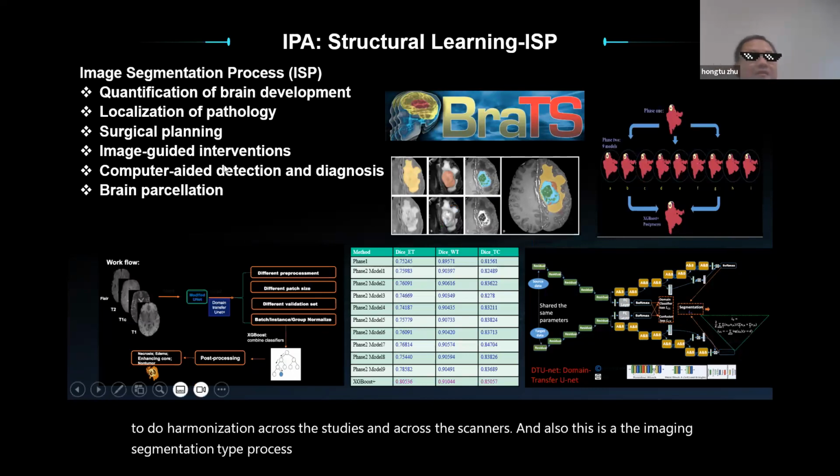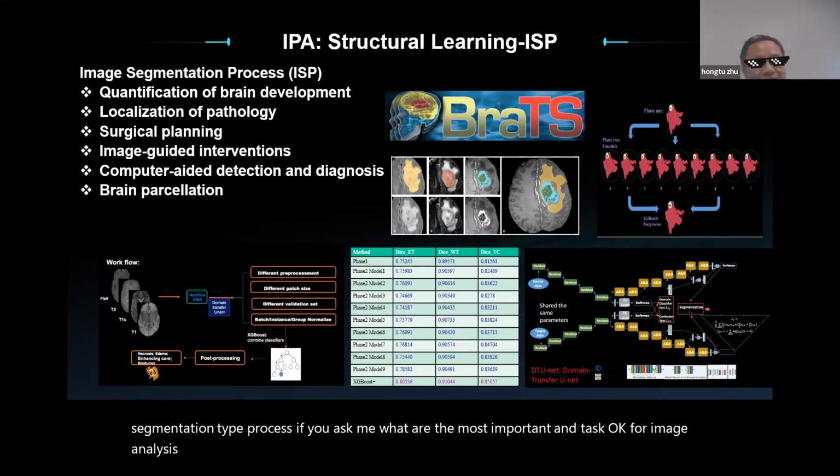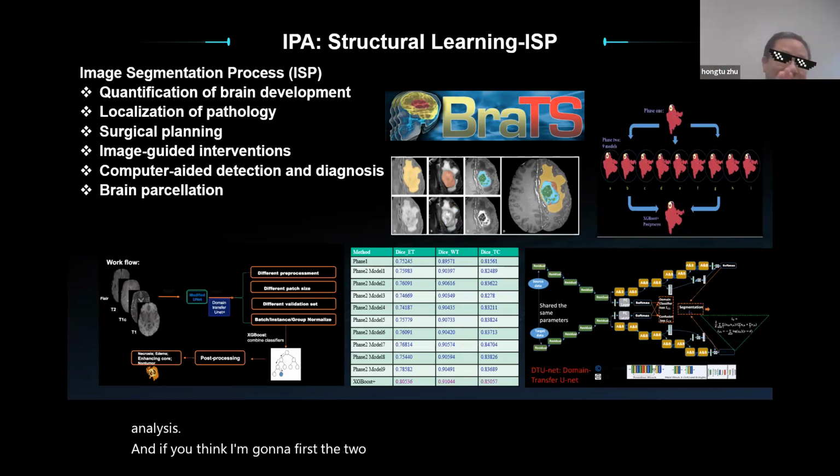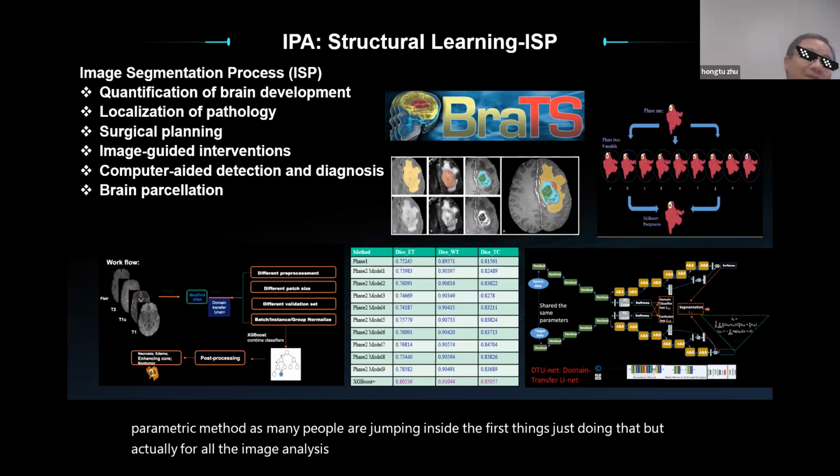If you ask me what the most important tasks are for imaging analysis, think about the first two, the statistics, basically the non-parametric methods. Many people jump in and just do that first. But actually, for all imaging analysis, the most difficult one is imaging segmentation, okay?